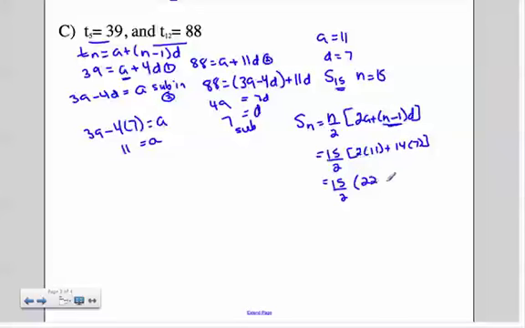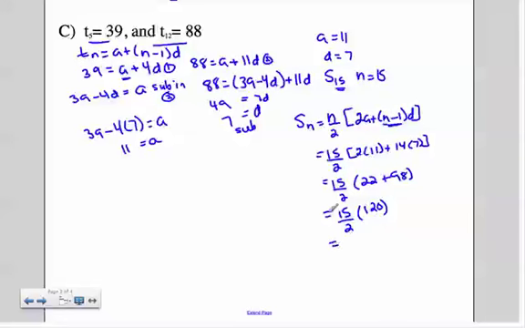2 times 11 is 22. 14 times 7, I believe, is 98. I'm going to double check that before we move on. Yep, that works. So now I have 15 divided by 2. Again, you could write that as 7.5. I prefer to wait till the end. And I get 120.